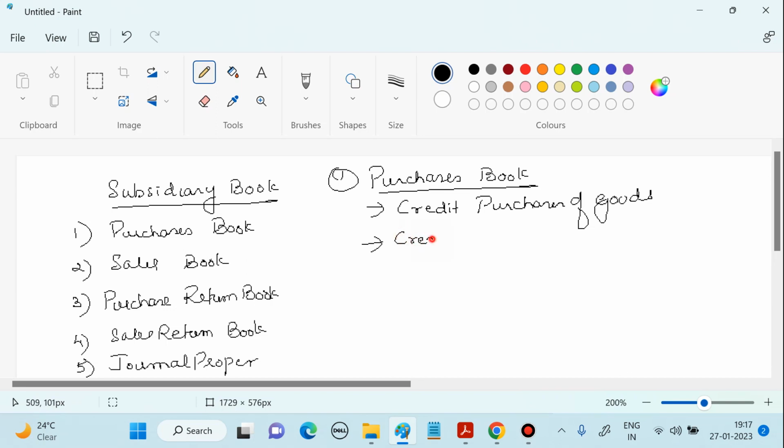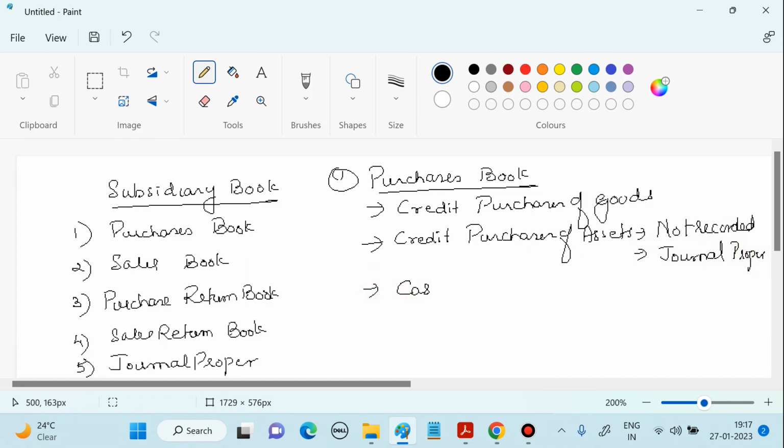So what transaction is not recorded? Credit purchases of assets are not recorded here. Where are they recorded? In journal proper. And also cash purchases, whether it's of goods or asset, it doesn't matter. It will go through the cash book. Where is it recorded? In the cash book.